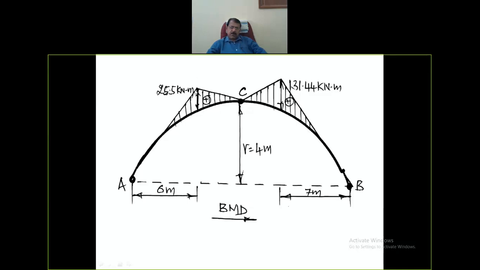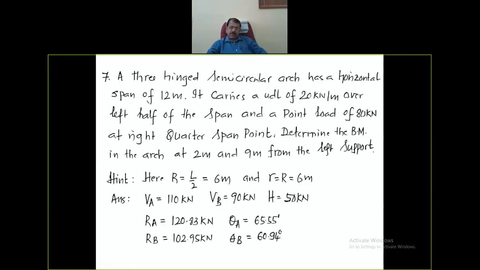Join the ordinate from A to this point as straight line or linear variation. Similarly, from this point to C as linear variation. Similarly, the value of the bending moment at the point 7 meter measured from the point B is 131.44 kilonewton meter. Again, the variation of this bending moment diagram is linear because of the nature of the load, it was given in the problem as point load. Here span of the arch is 20 meter, rise of the arch is 4 meter. That's all the concept of drawing bending moment diagram for the given problem. That's all the solution for this problem.